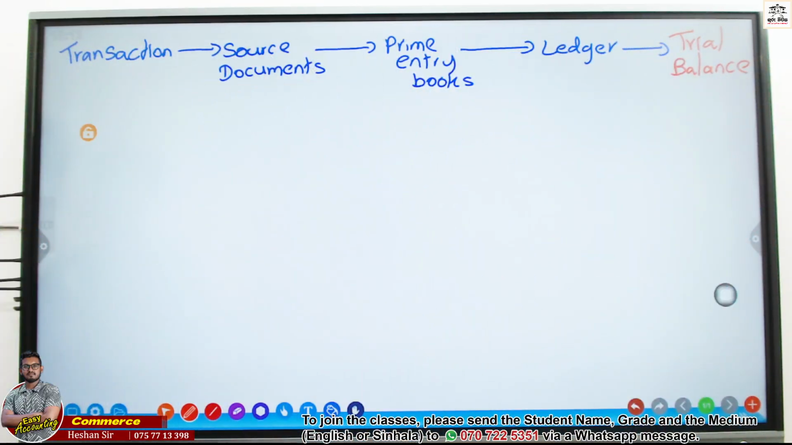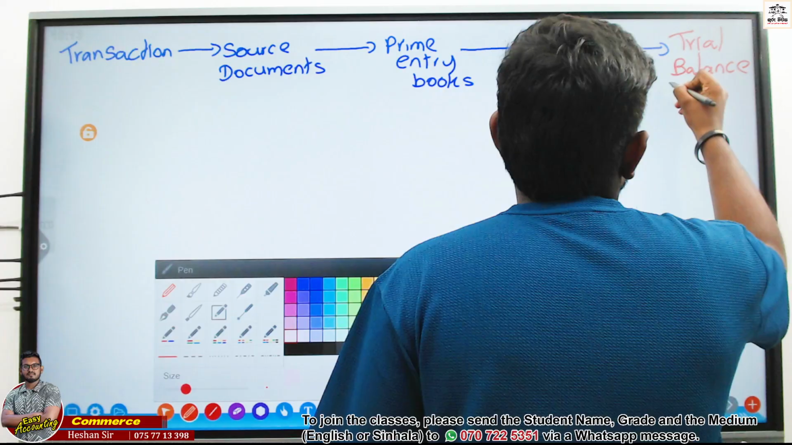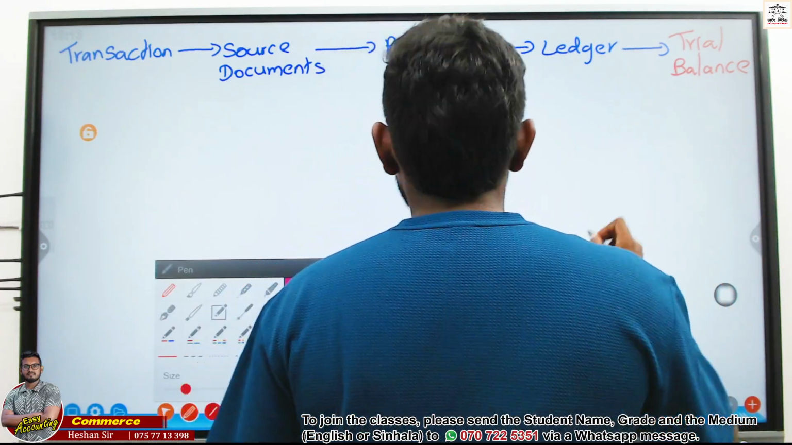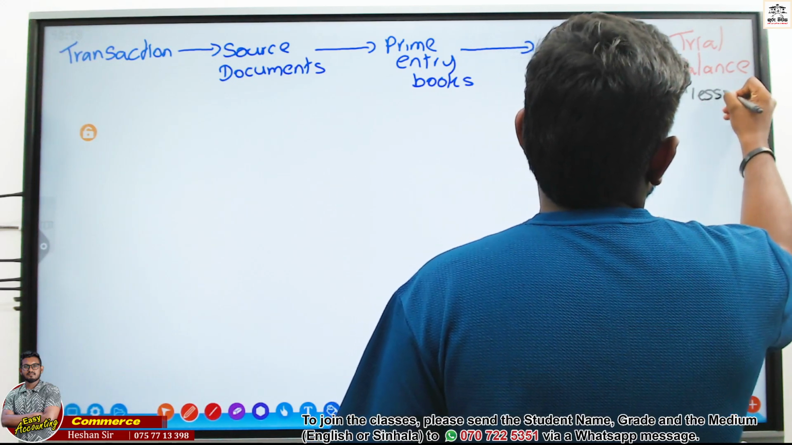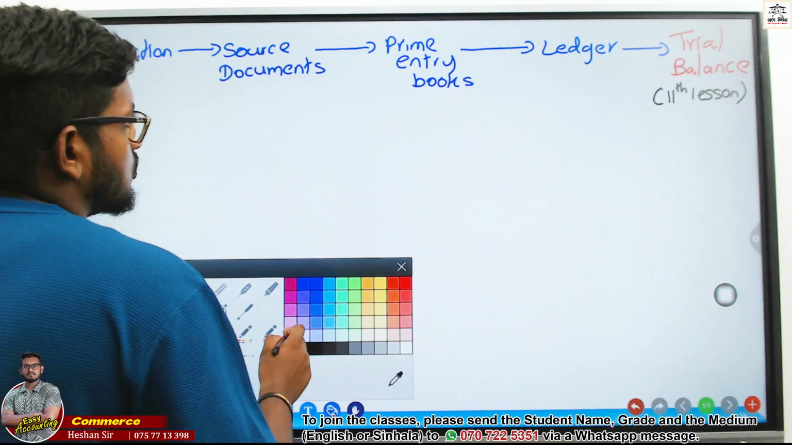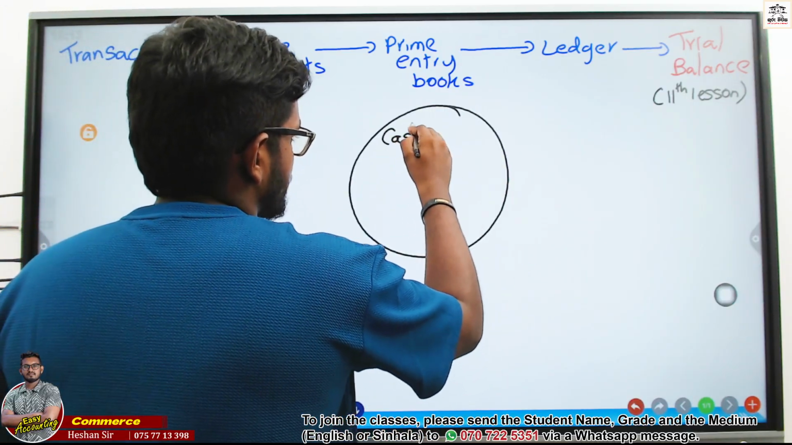The next one is the trial balance, right? Now the trial balance is your 11th lesson, but let's practice from here onwards. Now, what is the trial balance, right? Now we have discussed the cash book.